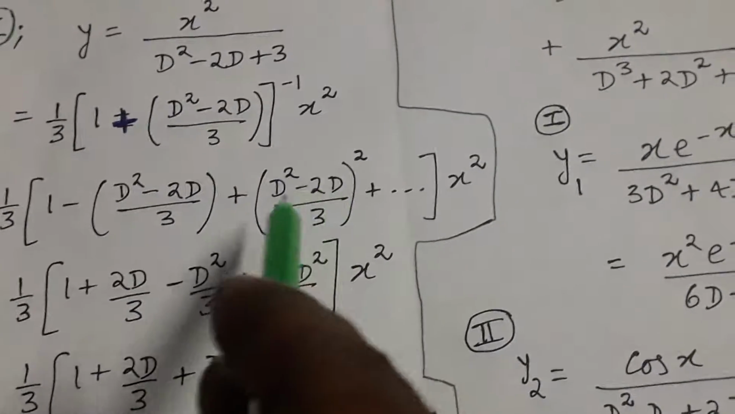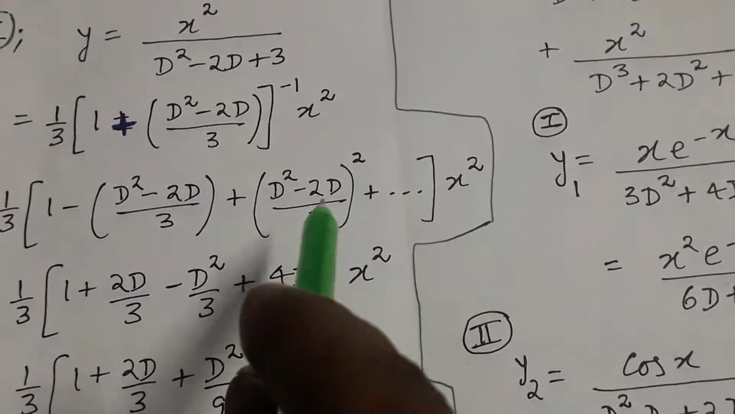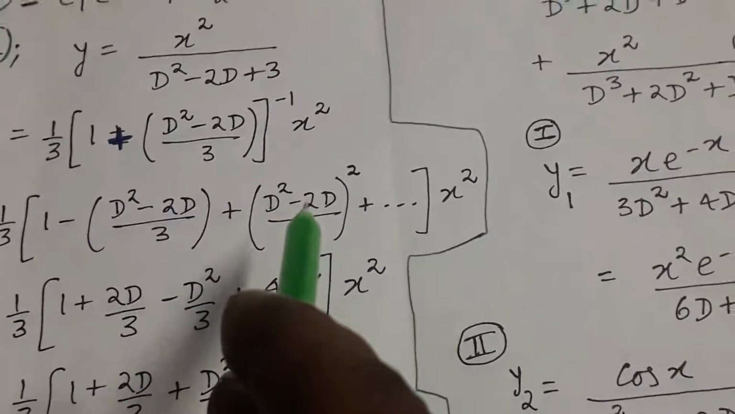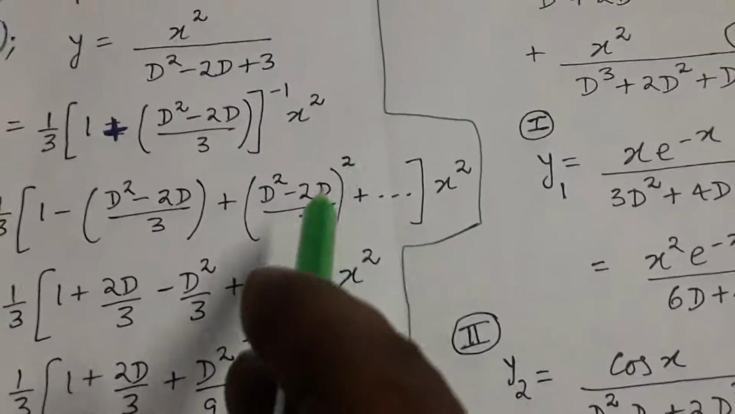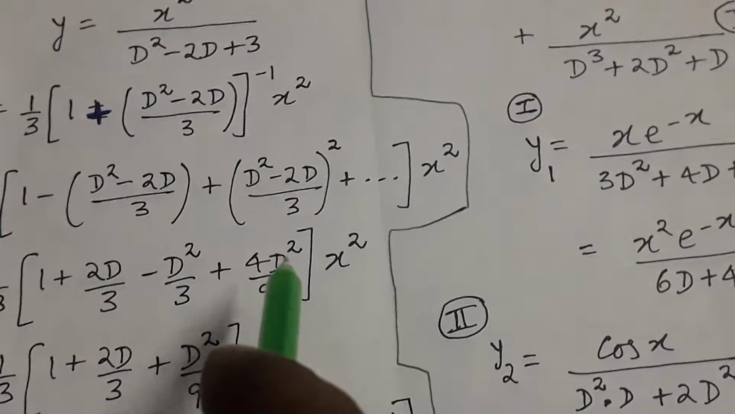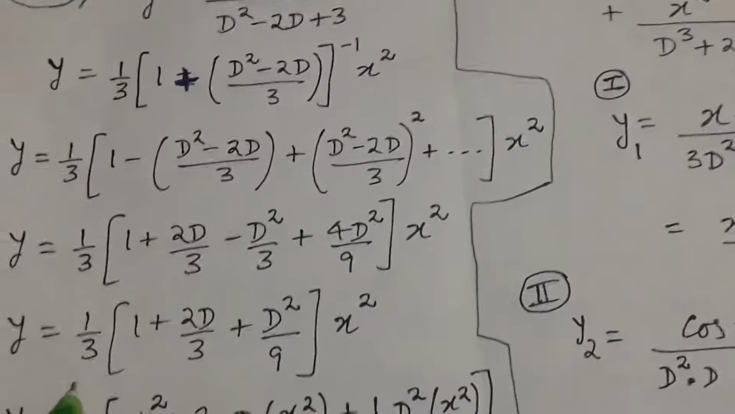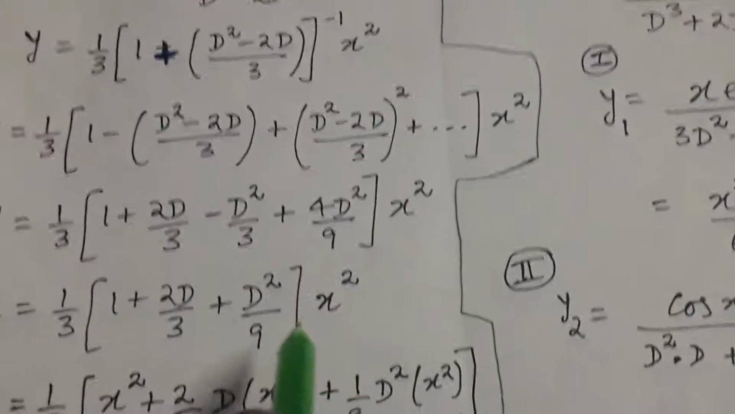Now what will be after expanding this? Just take only the D square term, using a square plus b square minus 2ab. So this will have 2D square, right? 2D the whole square is what? 4D square by 9. Omit other terms, into x square. Then simplify this and write it here into x square.